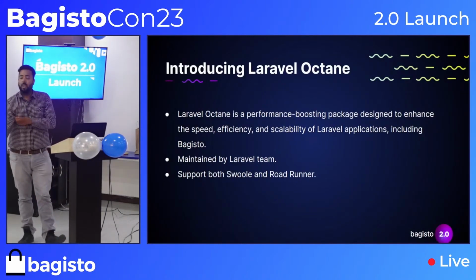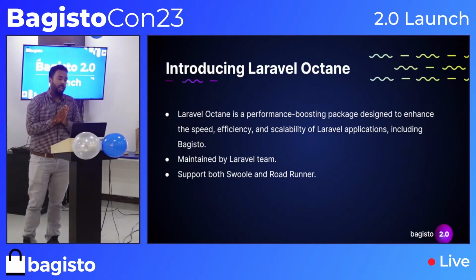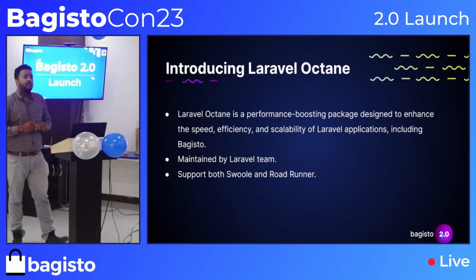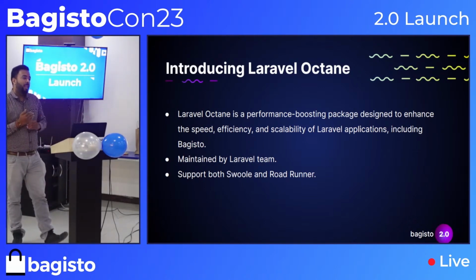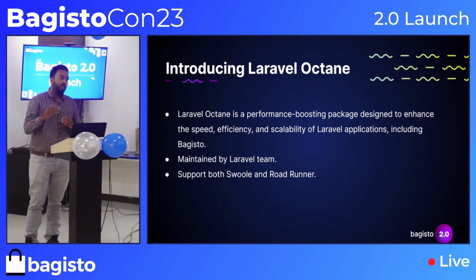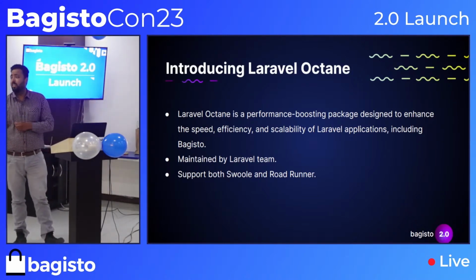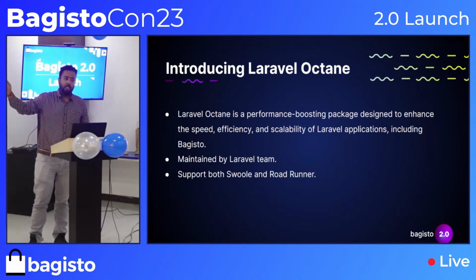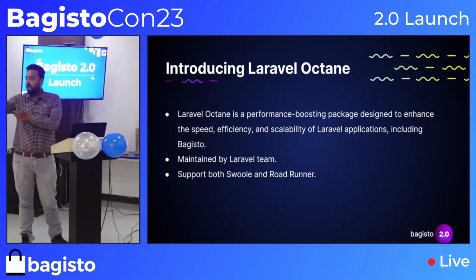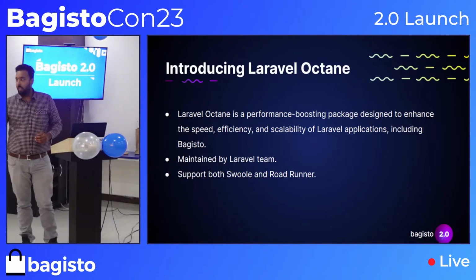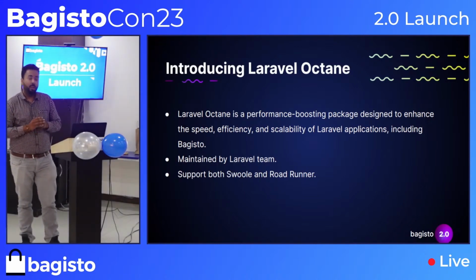So Laravel Octane is a first-party package designed to improve the speed, efficiency and scalability of Laravel applications. It is maintained by Laravel, so basically it is a trusted application and easy to maintain. The second thing is support for Swoole and RoadRunner. Swoole is a PHP extension and RoadRunner is a binary file written in Go, Golang.